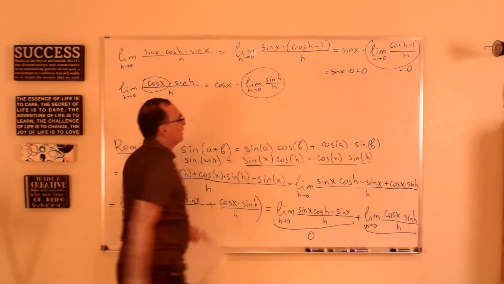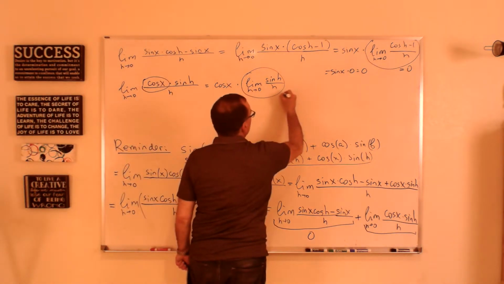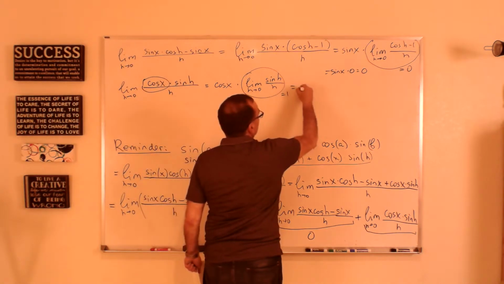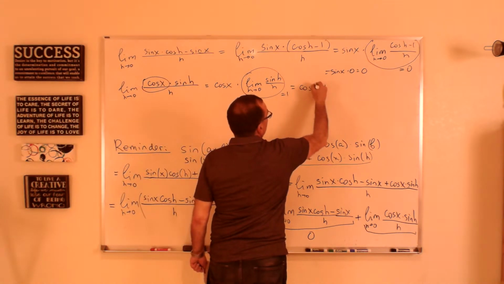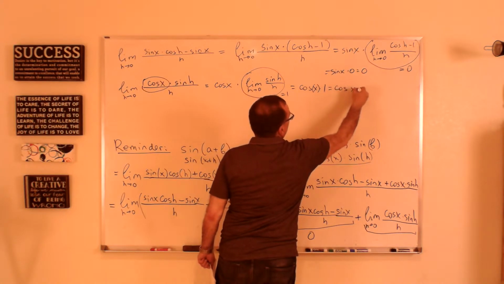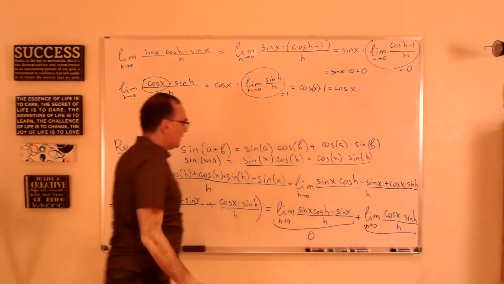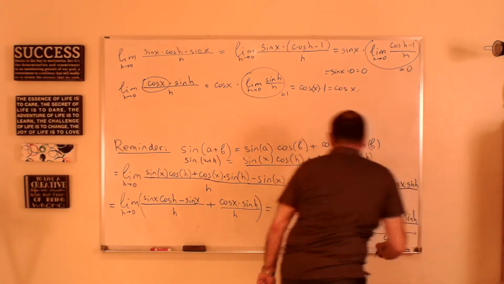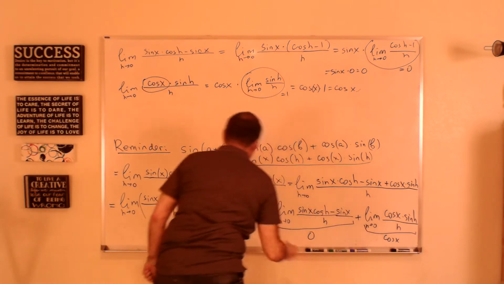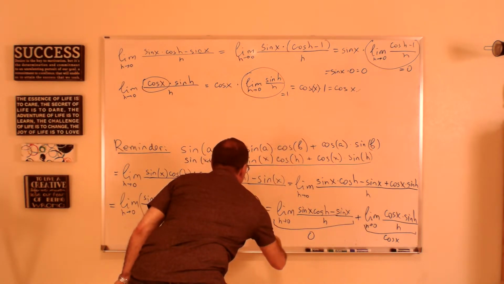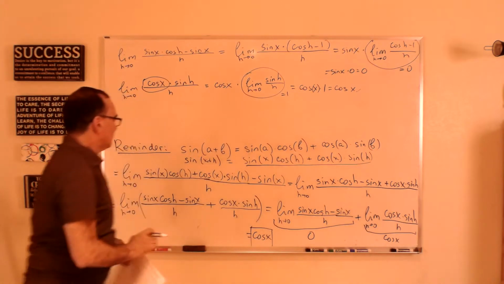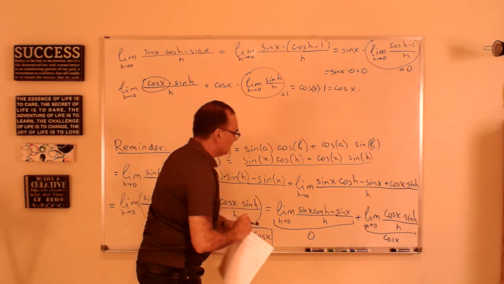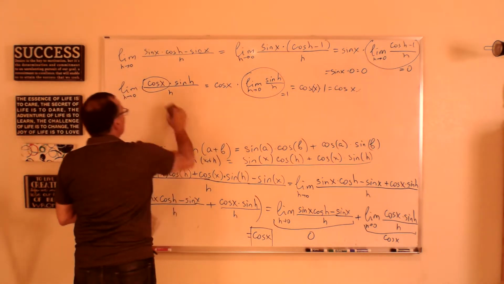And this limit we have calculated numerically, and this limit equals 1. So altogether we have cosine x times 1, which is just cosine x. So what I'm saying is that this second limit equals cosine x. So altogether we have 0 plus cosine x, and the final answer is cosine x. So here is the rule. When the function is sine x, the derivative is cosine x.